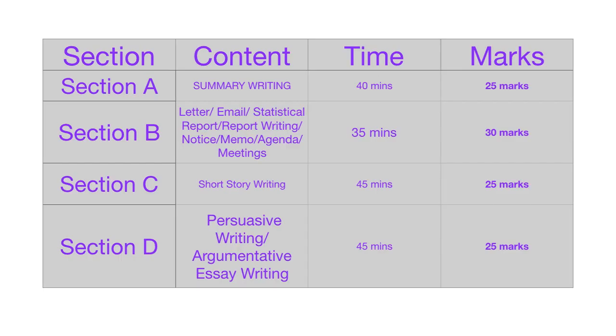So, English language, or English A as we know it, has paper 2, which has four sections: section A, B, C, and D. In section A, summary writing will be assessed. Section B, we have a host of things that can be tested there. So we can have a letter, an email, a statistical report, a simple report, a notice, a memo, an agenda, or writing the minutes for a meeting. So in section B, as you can see, a whole list of things can actually be there.